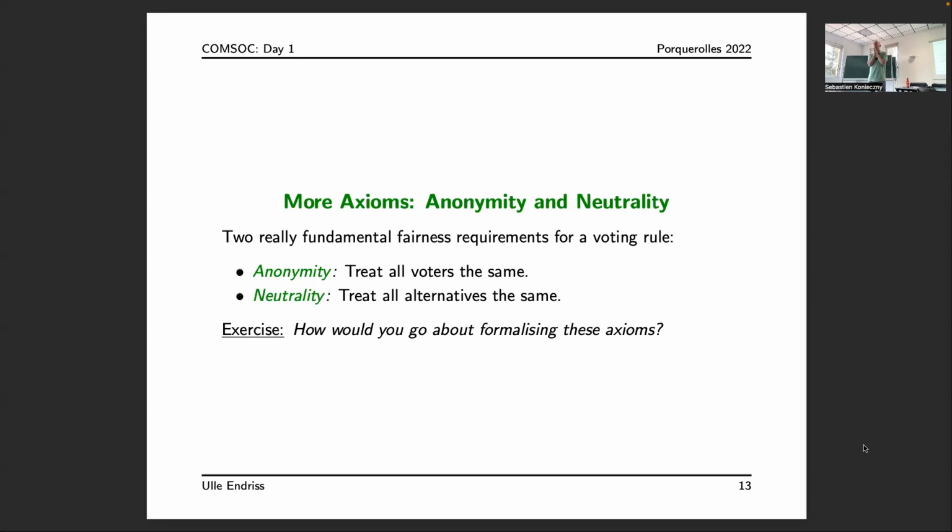How would I formalize neutrality? Yes? So the same idea, but on the names of the preferences. If I swap the names, I should get a swap, so a permutation. So yes, you mean alternatives. If I do a permutation on the names of the alternatives, then what should happen?